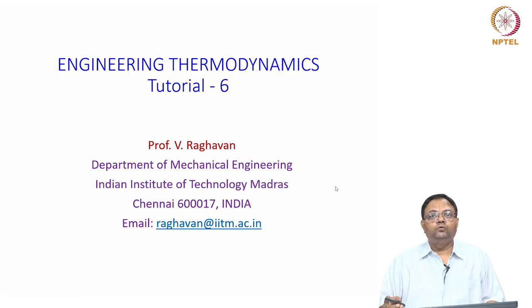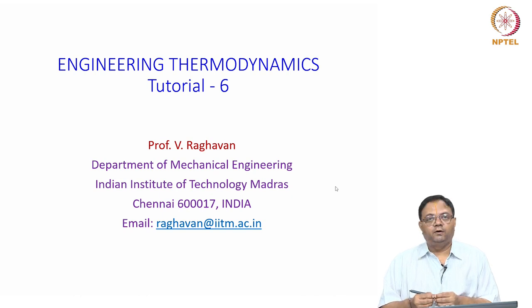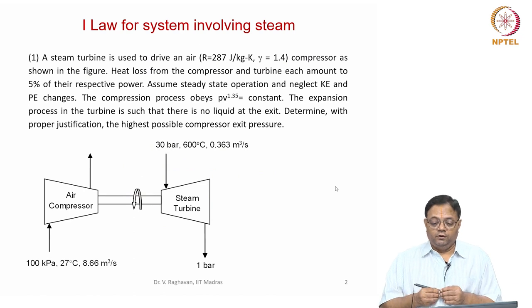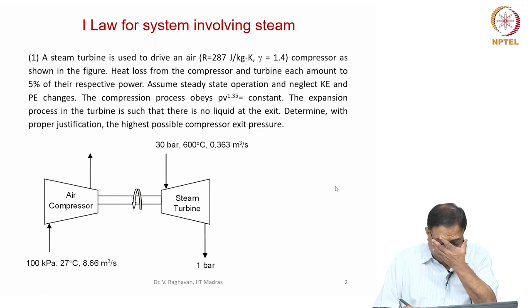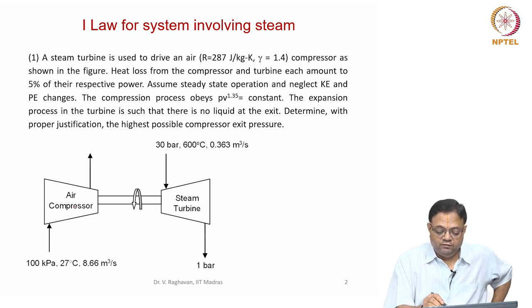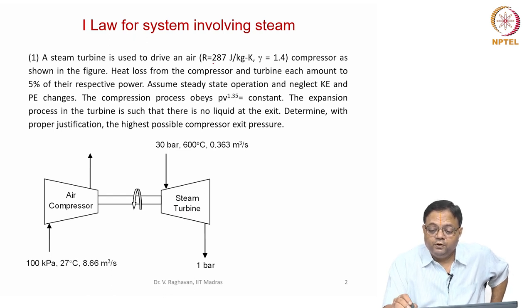Okay, let us move on to tutorial 6. We will see a few problems because enough examples were worked out by Professor Babu. So, we will see some examples. The first one is, a steam turbine is used to drive an air compressor. The value of R for air and gamma for air is given.